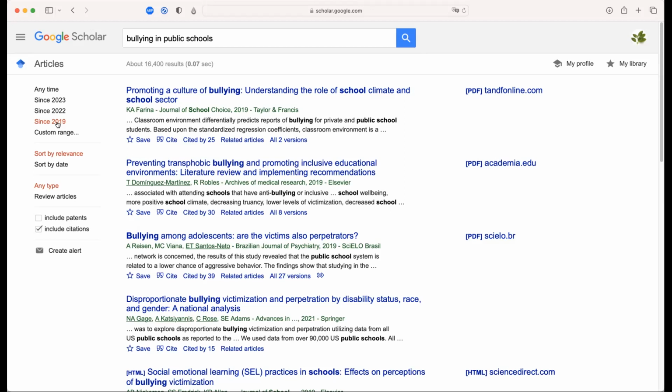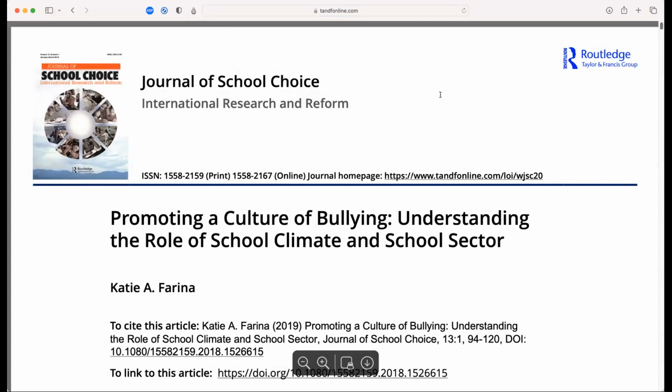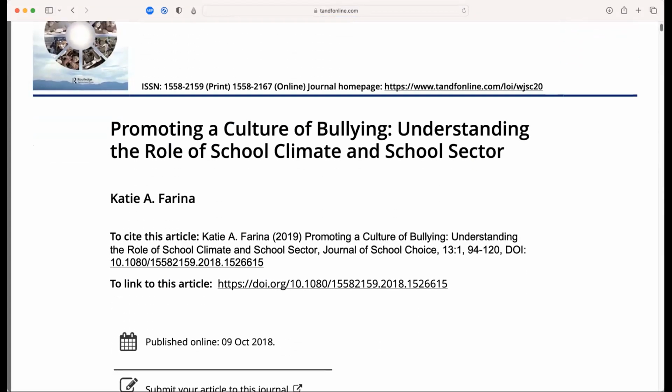So let's say that I am looking at this first example here, where it says promoting a culture of bullying, understanding the role of school climate and school sector. All right, so if we look here, we pop open this PDF. Hold on a minute as it catches up with us. Oh, there we go. So our goal is to find out what their research question or questions they were trying to answer, and then see how they went about doing that. How did they select their methodology?